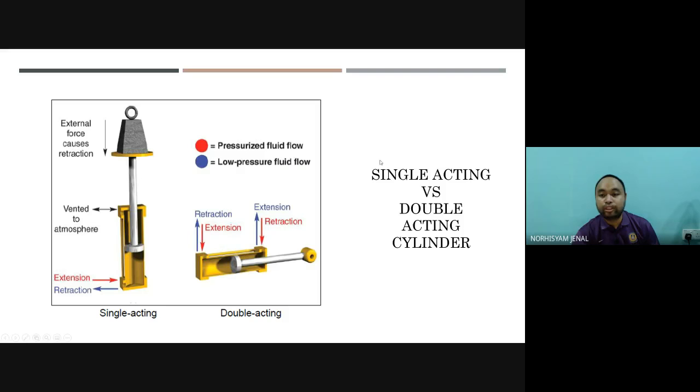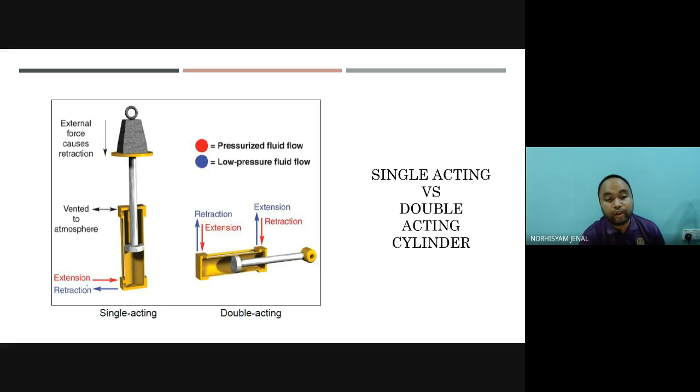All right. So single acting versus double acting cylinder. For example, this is a force which is a mass and a weight. So this external force causes retraction, meaning in order for us to have liquid coming in and out, single acting, it comes from one point only. Why do we have this vent over here? Because maybe there are air pockets over here. We want to minimize the air pocket so that we can push it fully to the top.